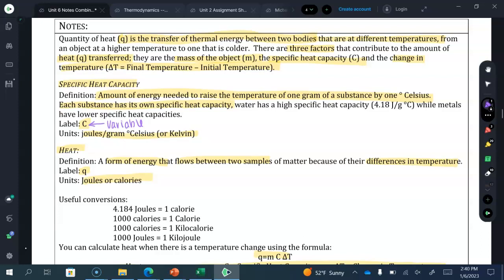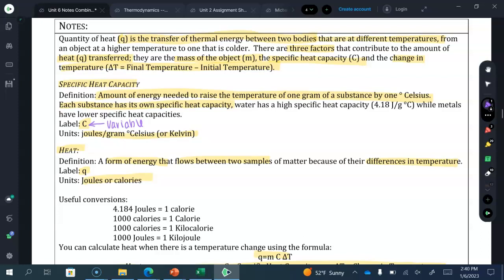So the quantity of heat, Q, is the transfer of thermal energy between two bodies that are at different temperatures, from an object that is at a higher temperature to one that is colder. So energy transfers from where there is a lot of energy to where there is very little, kind of like concentration and diffusion, where you go from areas where there is a lot of the substance and it flows to areas where it is less concentrated. Heat does something similar, but we call this thermal equilibrium.